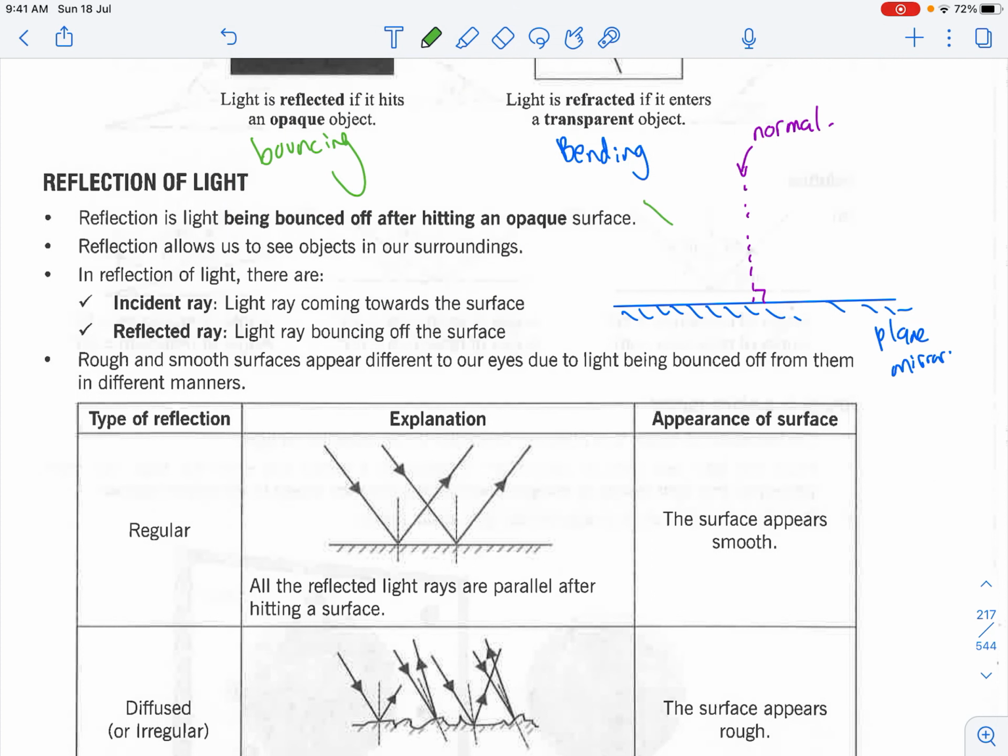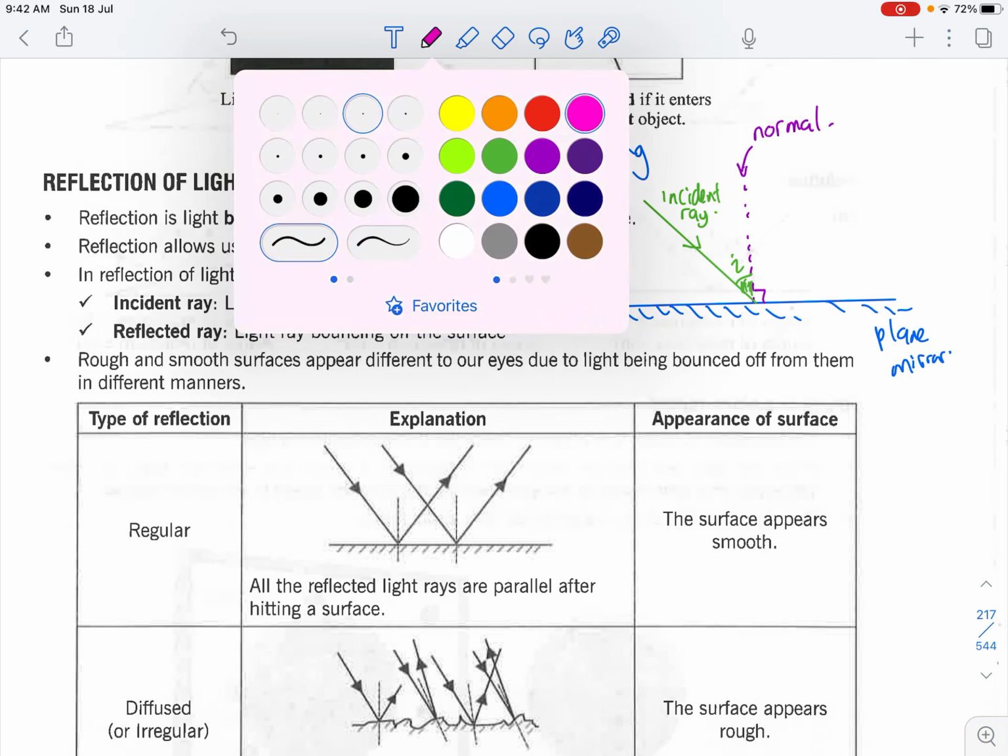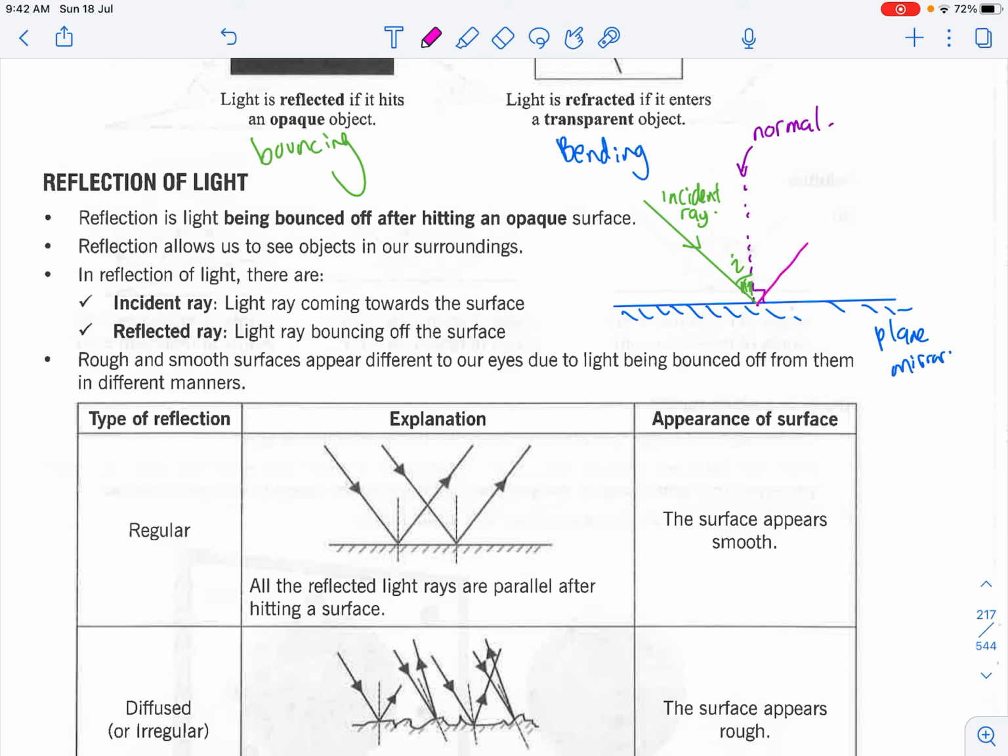And so when light is being shined and it hits the surface, this is what we call the incident ray. And the angle formed between the incident ray and the normal, which is this one, is what we call the incident angle, or angle of incidence. Next, of course, due to reflection, the incident ray will actually bounce off from the plane mirror surface, and therefore this gives rise to the reflected ray. And the angle between the reflected ray and the normal is what we call the angle of reflection.